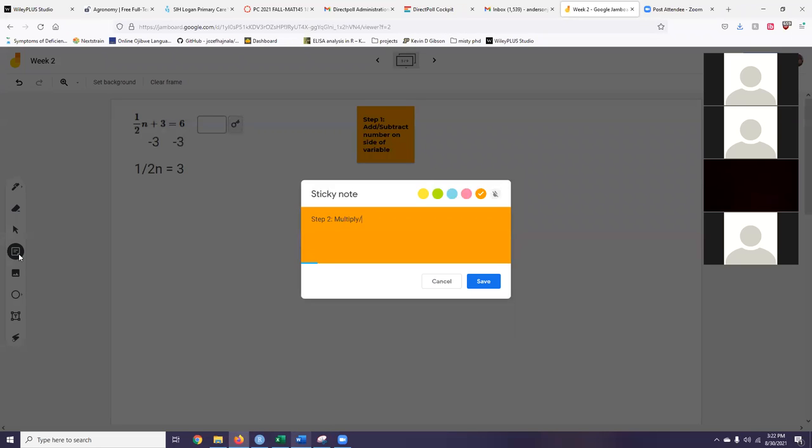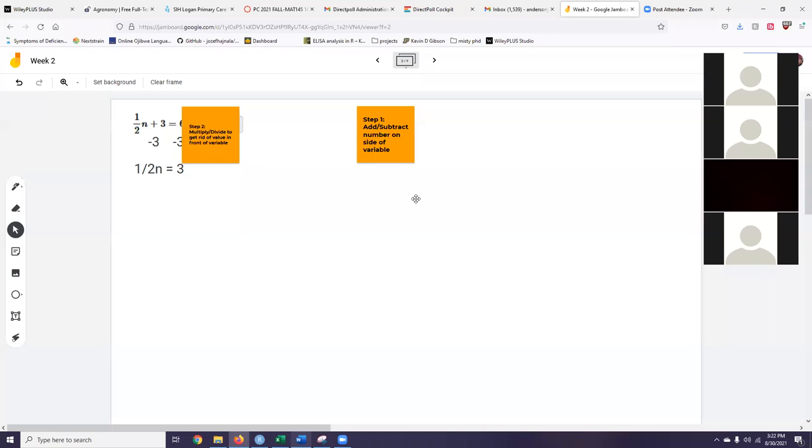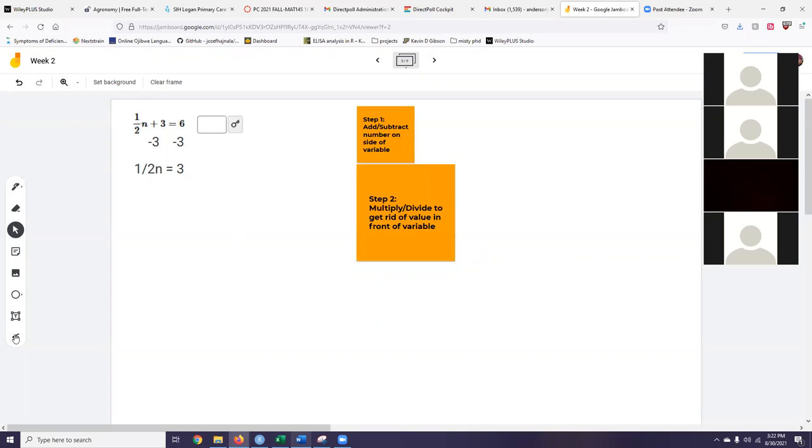So the second step for this is slightly different. We multiply or divide to get rid of the value in front of the variable. So since we have 1/2, we need to find what's called the reciprocal.